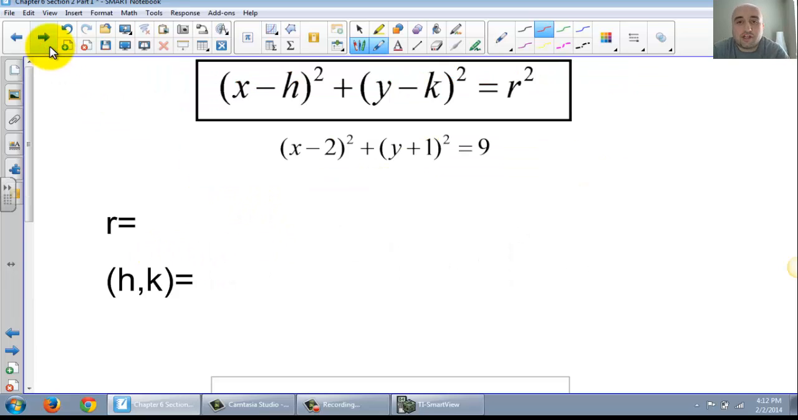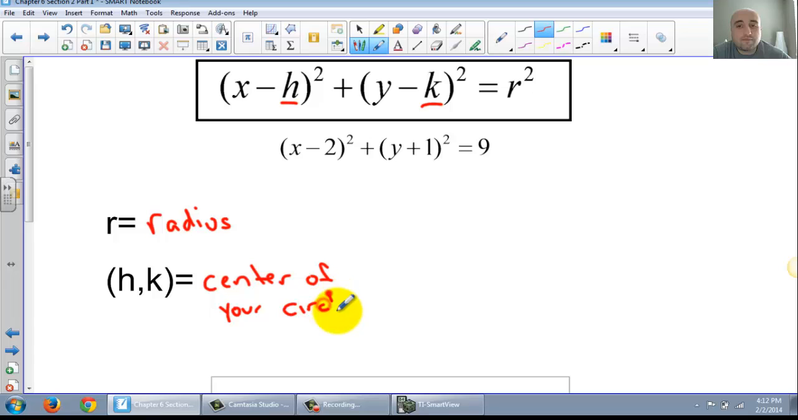All right, so let's look at the equation again. This is the same equation from the previous page. If we look at the r on the right-hand side, what does little r equal? Little r is your radius. And what about the h and the k? Well, if we put it in an ordered pair, the h and the k are the center of your circle. And we'll do an example here up above.